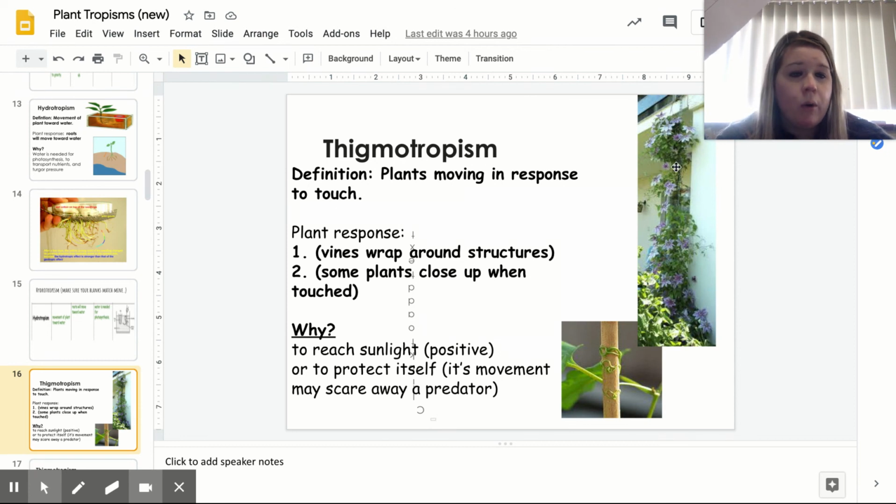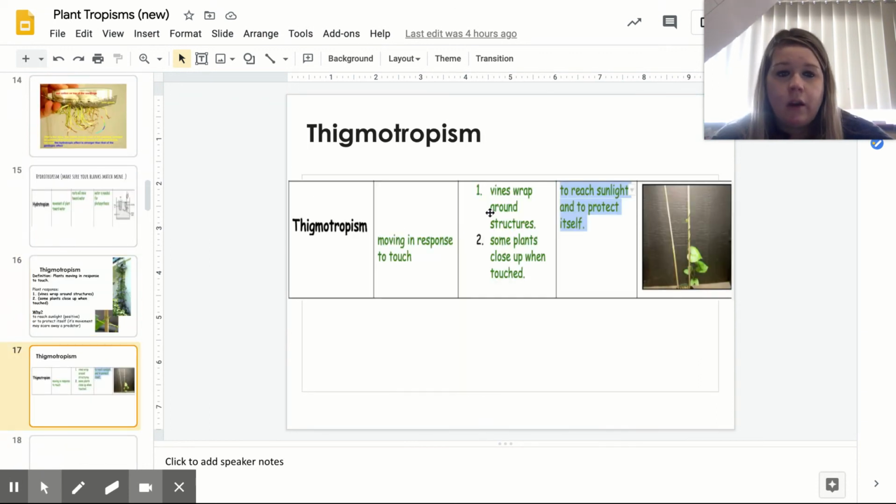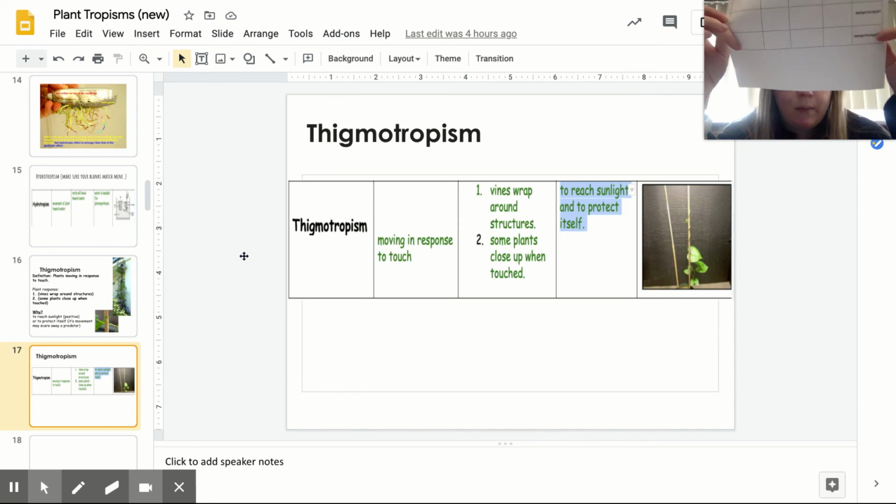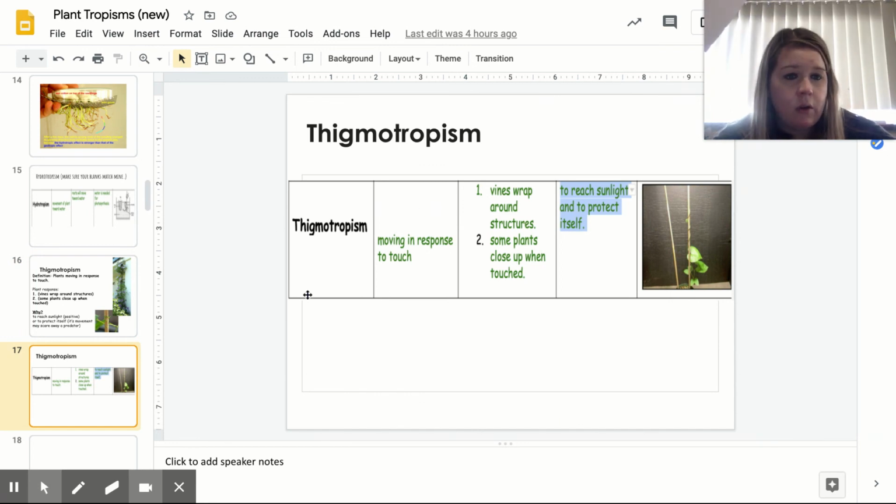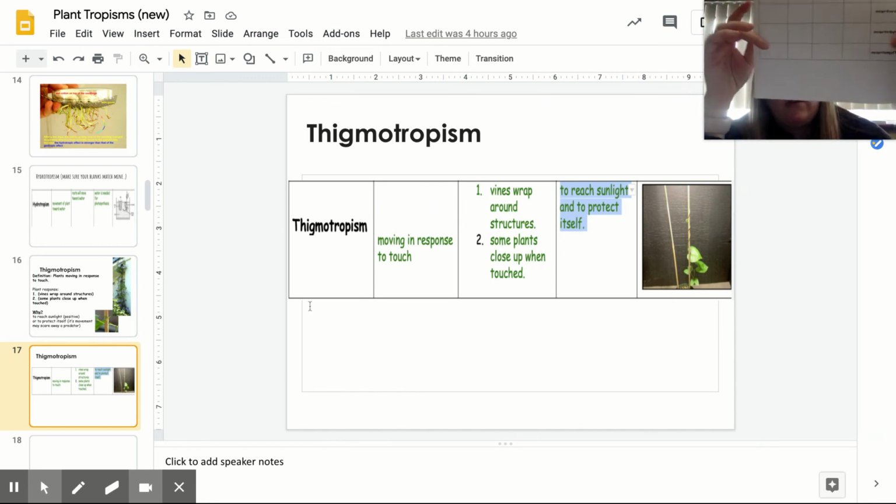All right, so like morning glories, they're going to climb structures to reach the sunlight. A lot of vines will do that. All right, so check your answers, make sure yours match mine, change them if you need to. Okay, when you're done with this, you're going to glue it in your journal, all right?